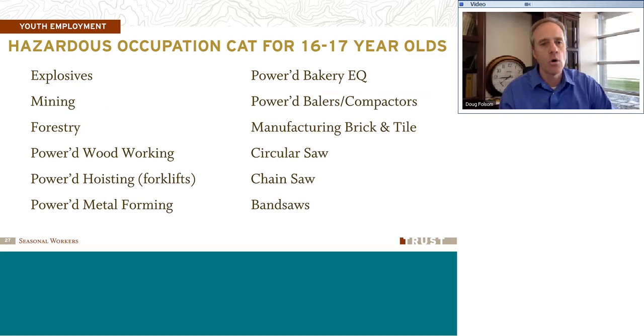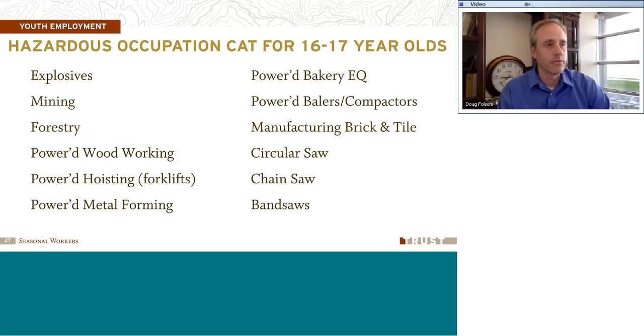So powered woodworking tools, like a wood lathe or other things like that, would be something that a 16 or 17-year-old can't use. Powered hoisting equipment like a crane or a forklift, we can't have 16 or 17-year-olds operating. Powered metal forming equipment, powered bakery equipment, like a big mixer, dough presses or things like that. Powered balers or compactors. 16, 17-year-olds can't work in brick or tile manufacturing.